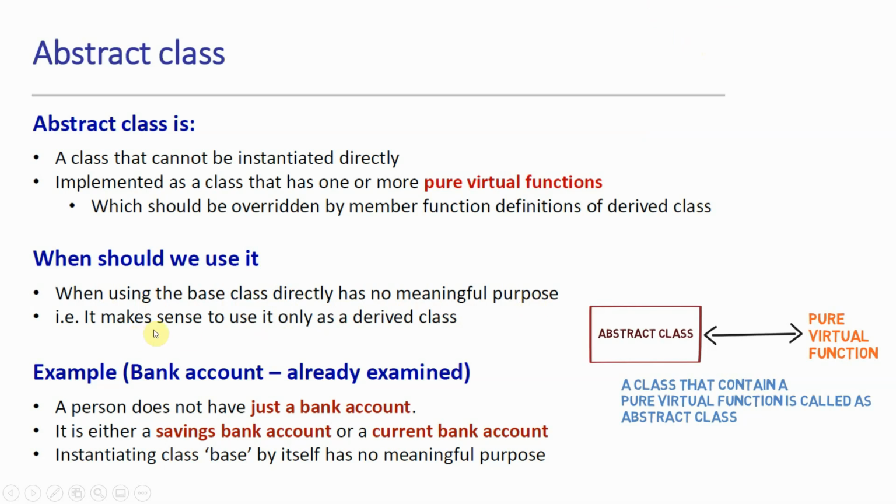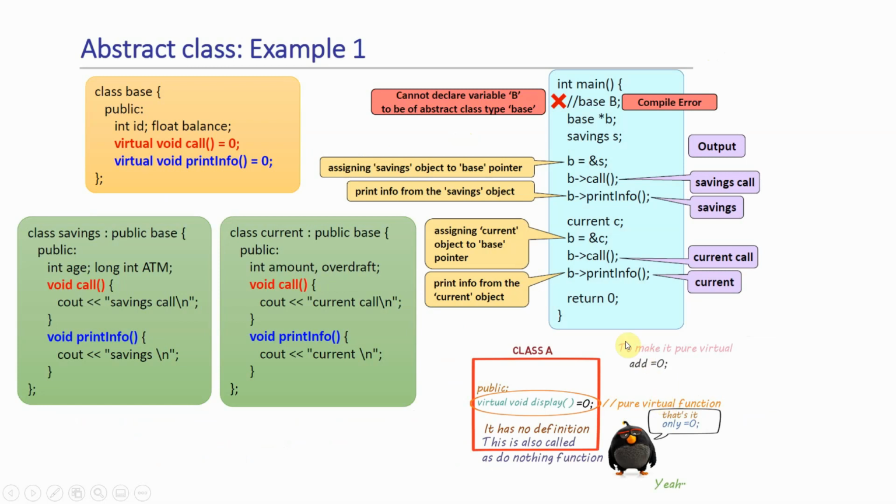It just makes sense to use it only as a derived class. So only use the derived class, and everything that was inside the base class, which is an abstract class, is going to be inherited by the derived class. So examples were the bank account that we already mentioned, cars, shapes, for example. Different examples can be mentioned here.